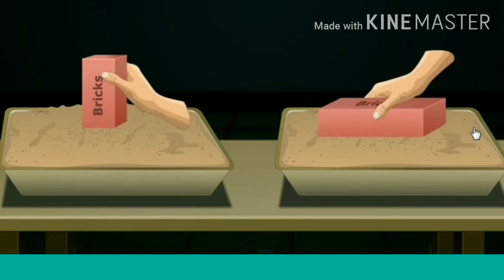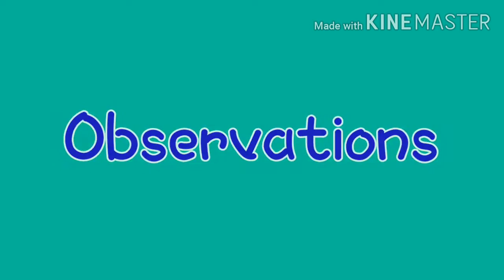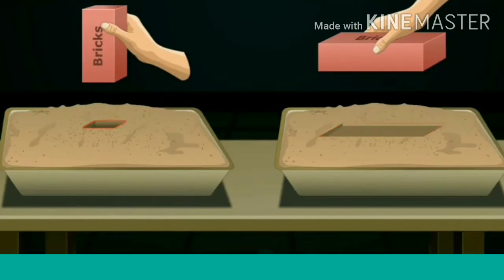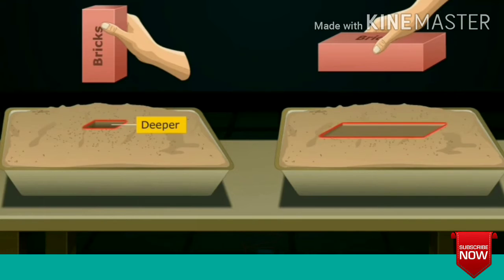Now we will observe what happens. We observe that the brick which is placed vertically goes deeper than the brick which is placed horizontally on a sand surface.